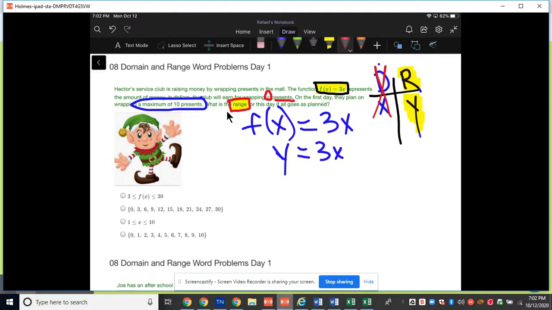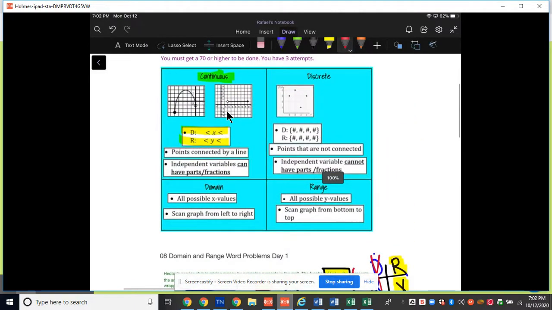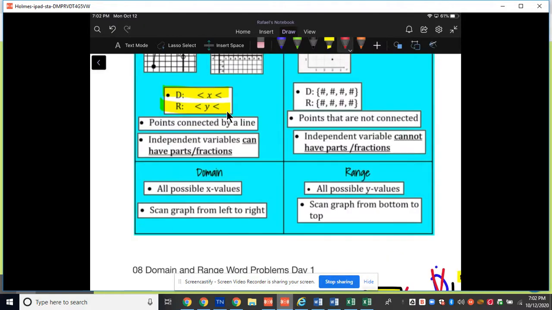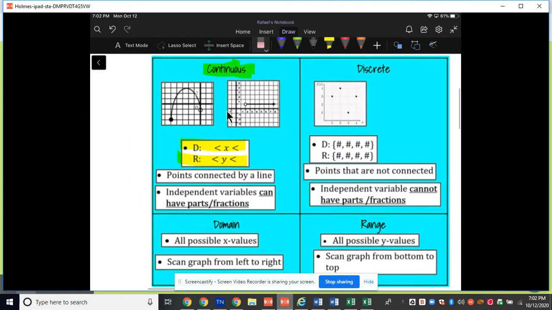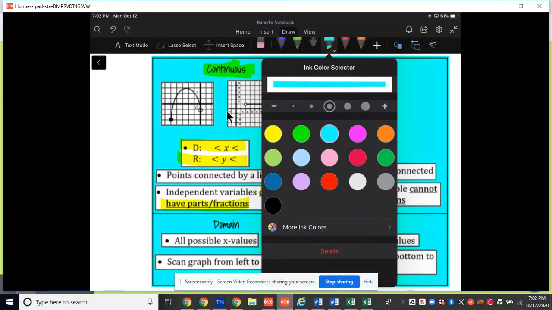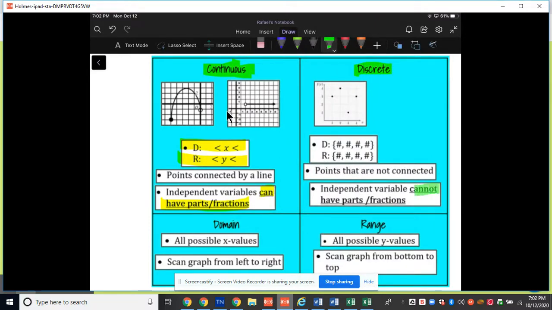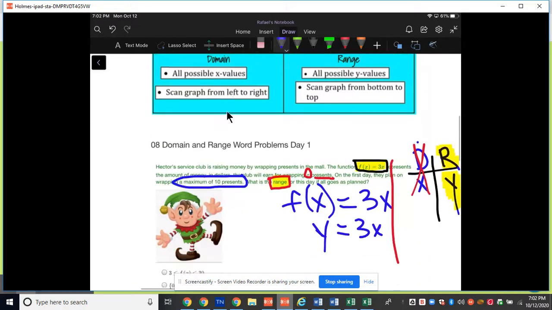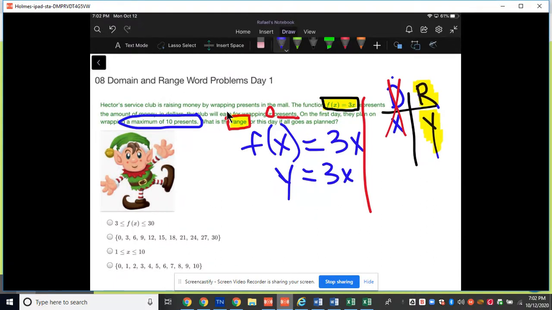Because they're wrapping presents. So let's go back up to these little notes. And right here it tells you if it's continuous, right here on the left, then it can have parts and fractions. But let me use a green highlighter. If it's discrete, that means it cannot have parts and fractions. So basically discrete means whole numbers, things that have to stay in whole numbers. So since we're talking about presents, guys, is that something that can be split up into decimals and fractions? Can you sell half of a present? No, right? Presents have to be in whole numbers. So that means we're going to write the word discrete here. Okay, this is a discrete function.